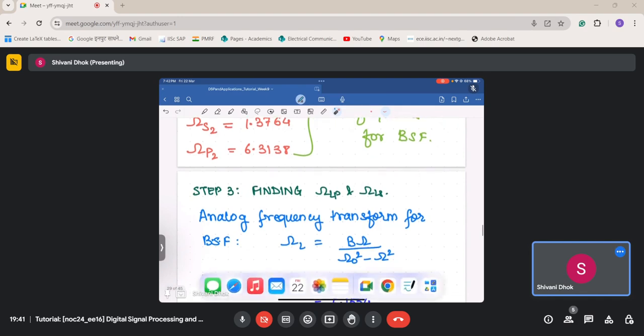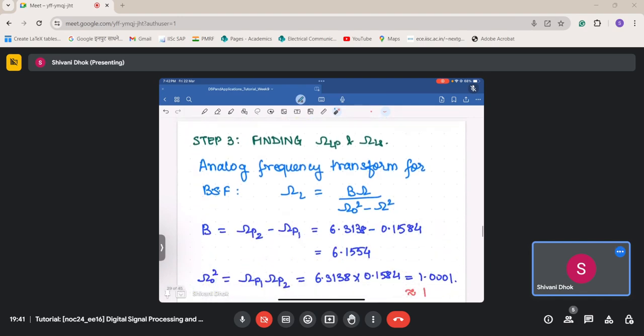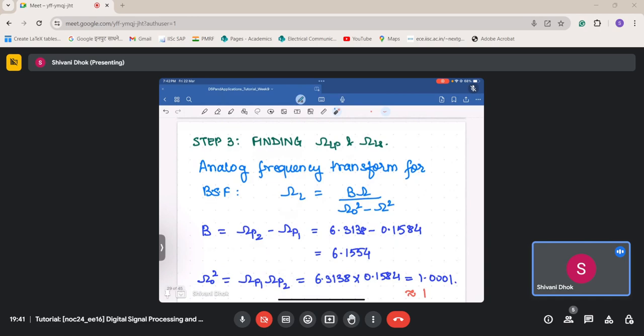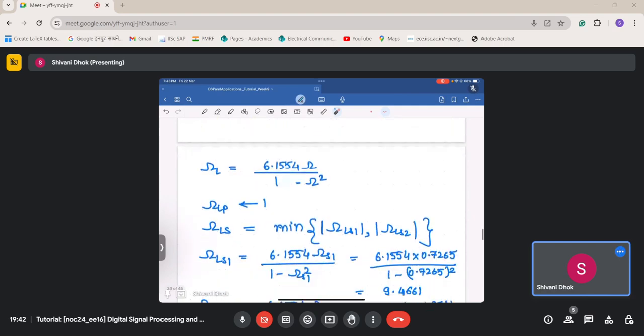After that, in order to design further, we'll do frequency transform, analog frequency transform, because we are going to first design a low pass filter and then transform it to a bandstop filter. So now in order to find omega LP and omega LS, we'll apply analog frequency transform for bandstop filter, which is given by this formula. And in that we have this term B and we have this omega naught square. So we'll figure it out using these equations, and then we'll do this thing.